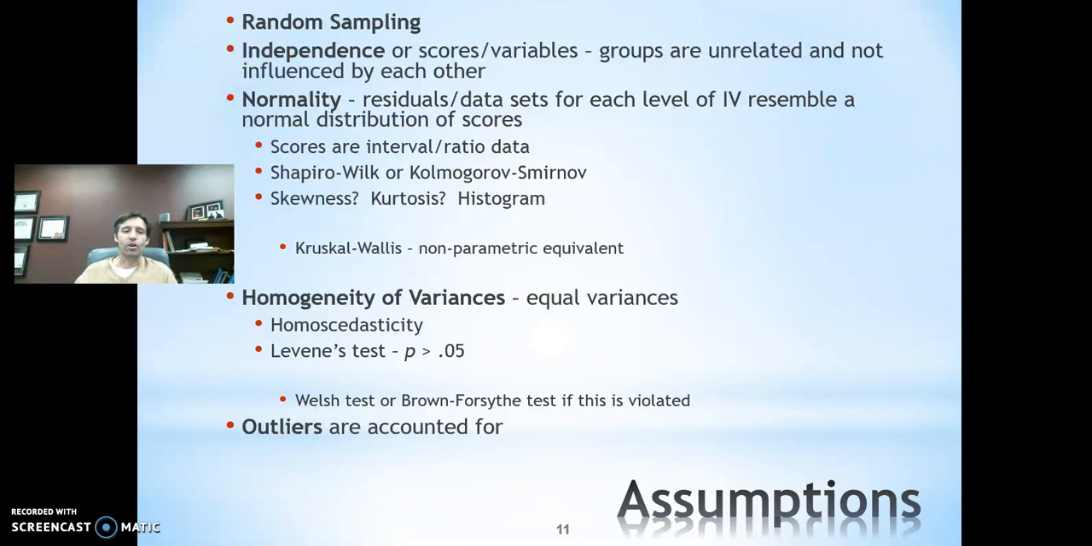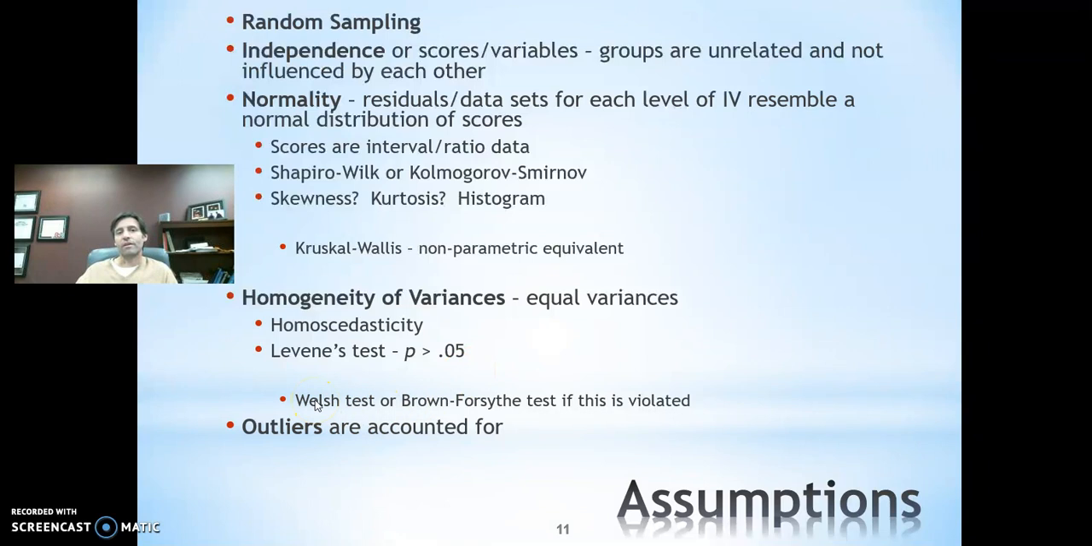We also have the homogeneity of variances assumption, which means that you have equal variances, or homoscedasticity, which means that you have equal scatter. You have some graphs that we can do for that, but Levene's test is also a good measurement of that, and you want your Levene's test to be non-significant, a p-value greater than 0.05.